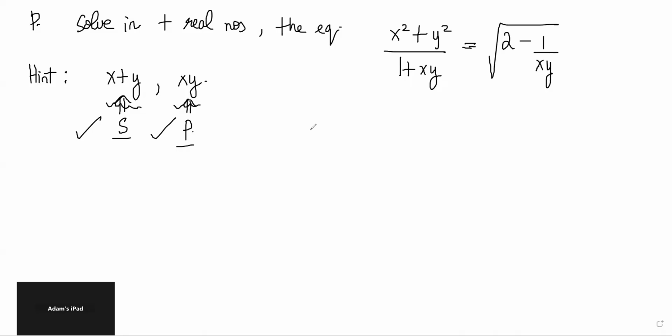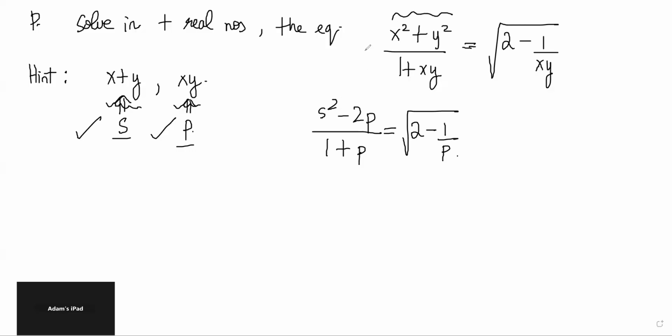Are you able to write x square plus y square in terms of s and p? Yes. What is it? s squared minus 2p over 1 plus p is equal to the square root of 2 minus 1 over p. So why would you say you can't do this? It is coming, no? Yes.